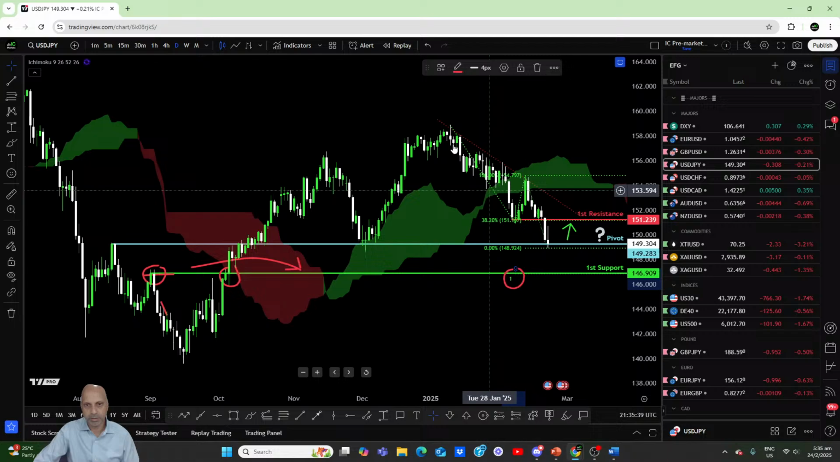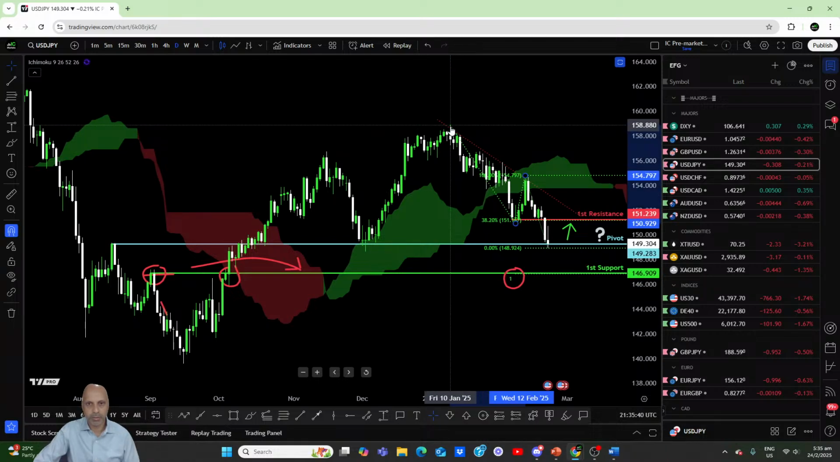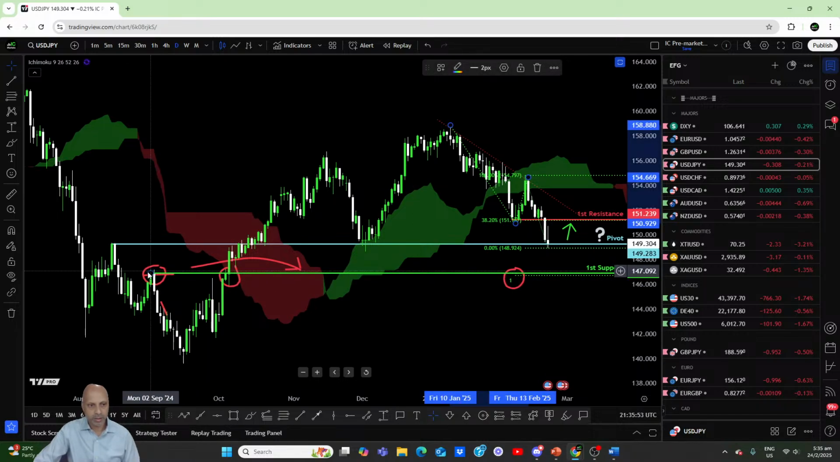So this projection level was found starting from point 1 on 10th of January, going down to point 2, which is on the 7th of February, and ending at point 3, which is on the 13th. And we can see that the 100% projection sits very well with the pullback support at 146.90, which is the first support here.